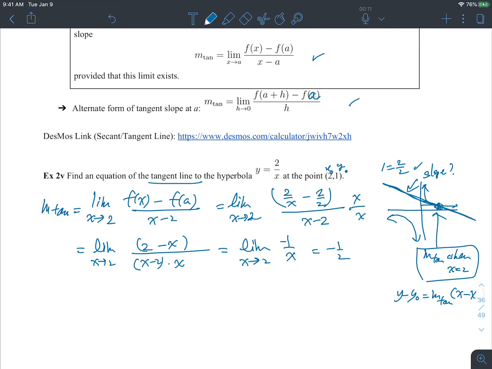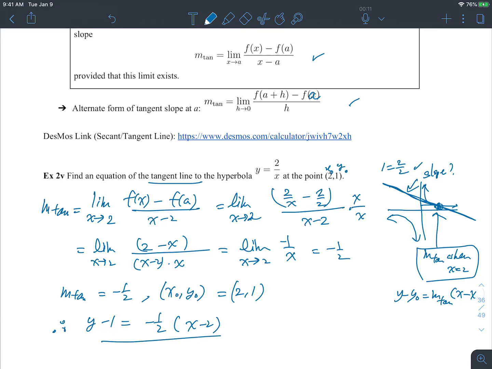So now we have the tangent slope, which is negative half, and x naught, y naught is equal to 2 and 1. Using this formula here, guys, we know that y minus 1 is equal to negative half times x minus 2. Therefore, we're done. Essentially it's telling you that at this point, my slope is negative half. Even though my picture is pretty rough, that looks reasonable, doesn't it?